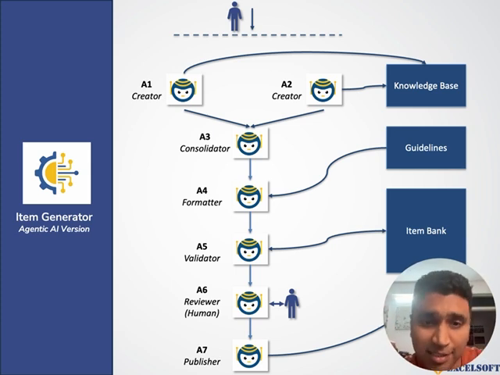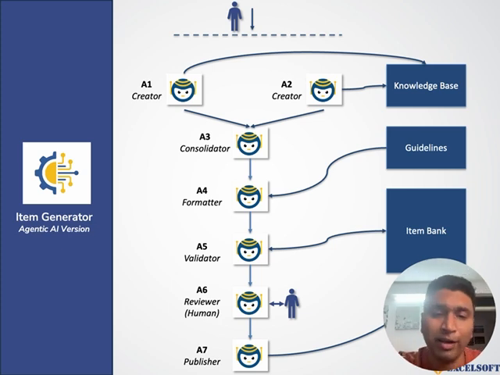The agent A6 would take the output of A5 and then present it to a human in the loop. The human reviewer will then look at it. If the reviewer thinks it's good, it would move on to the next agent in the line. Otherwise, it gets pushed back in the pipeline.